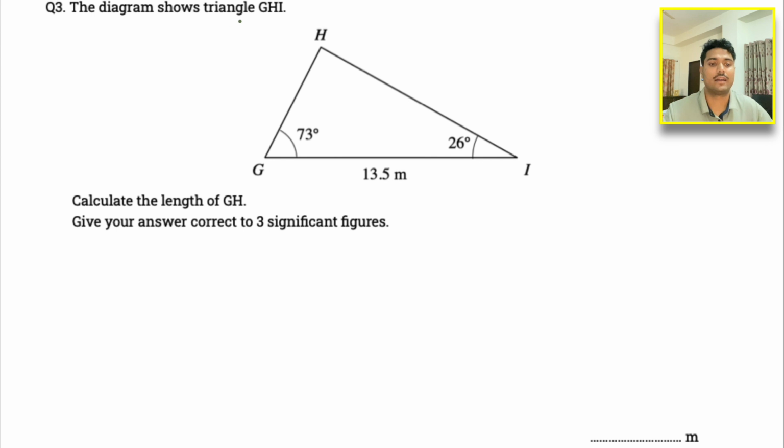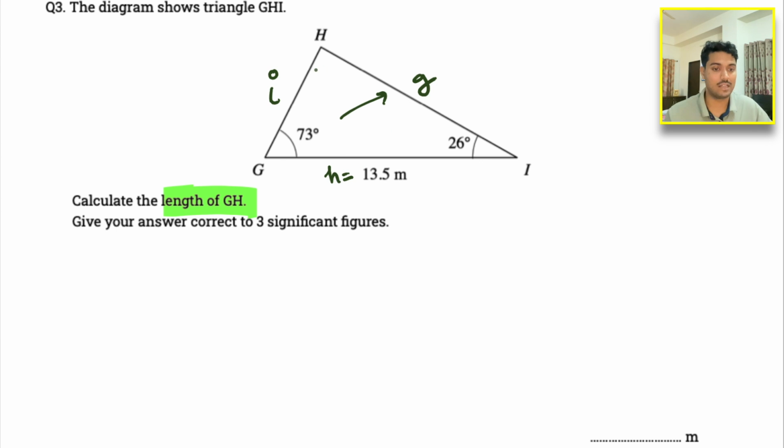Question number 3, it says the diagram shows triangle GHI, and it says calculate the length of GH. So this is the side GH, this we have to find, which is opposite to angle I. So I can mark it as i over here. And can we apply sine rule here? We cannot, because if we do sine H by h and sine G by g, there are two values which are missing, so we cannot.